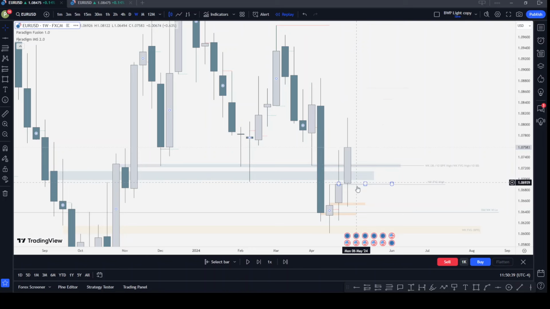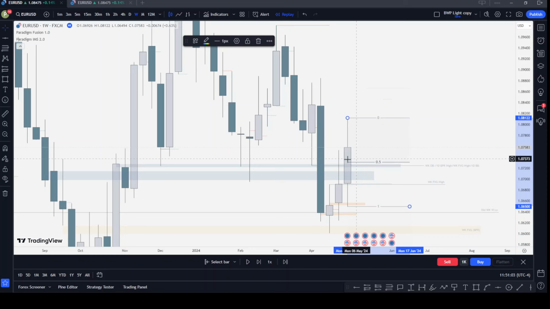or this or this. You don't know how far down price is going to go, but one way you can determine which to use, I explained in the last video, is to find a range. Just draw your fib to find the equilibrium of the previous week. This is the equilibrium of the previous week, right? Below equilibrium is discount, above equilibrium is premium.